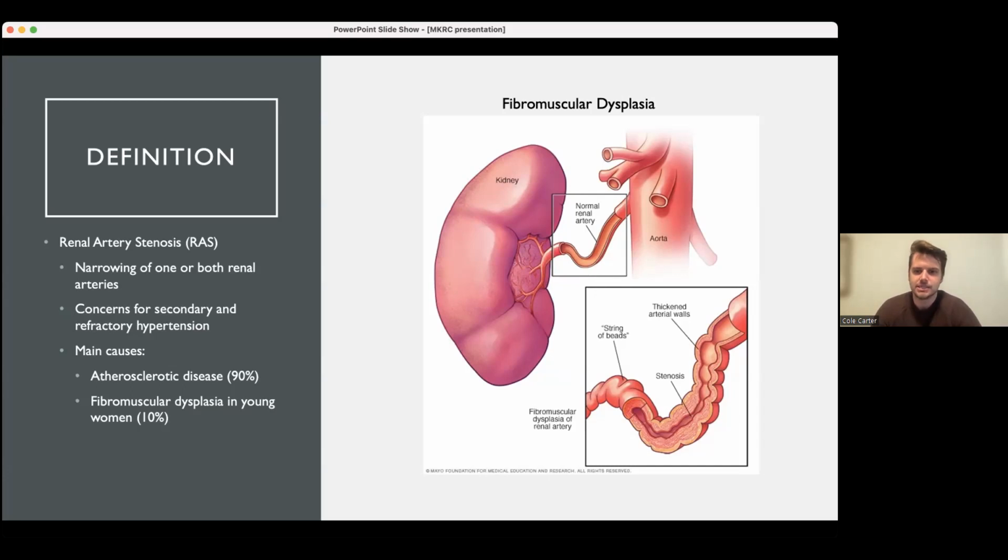Atherosclerotic disease is cholesterol plaques that typically deposit in the proximal 1/3 portion of the renal artery. And then the fibromuscular dysplasia in young women, it's pretty rare and typically affects younger women. And that's in the distal 2/3 portion of your renal artery.